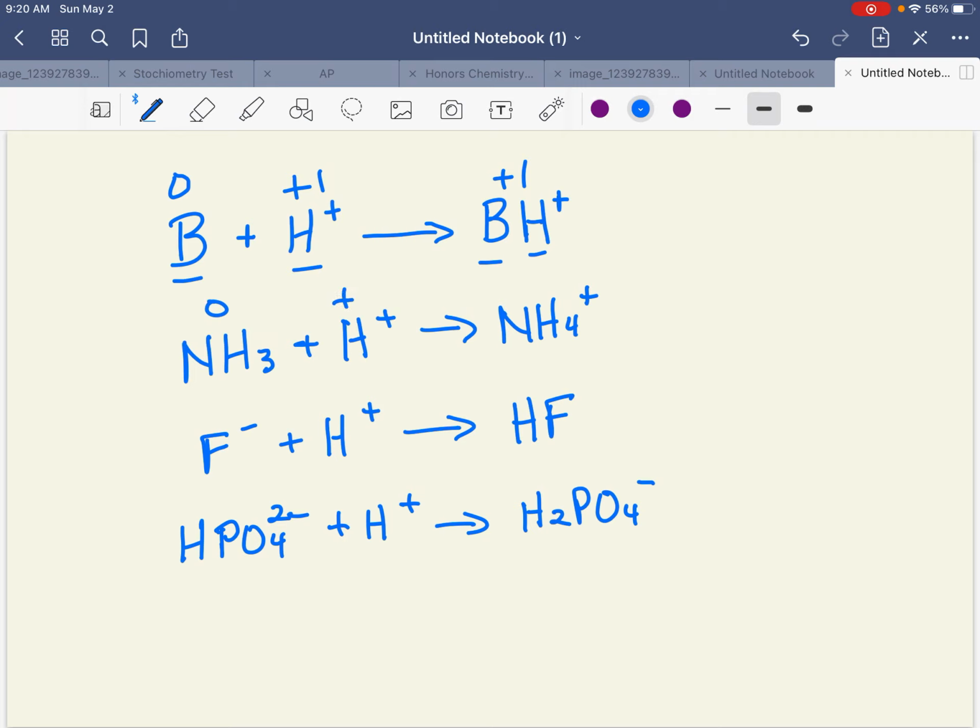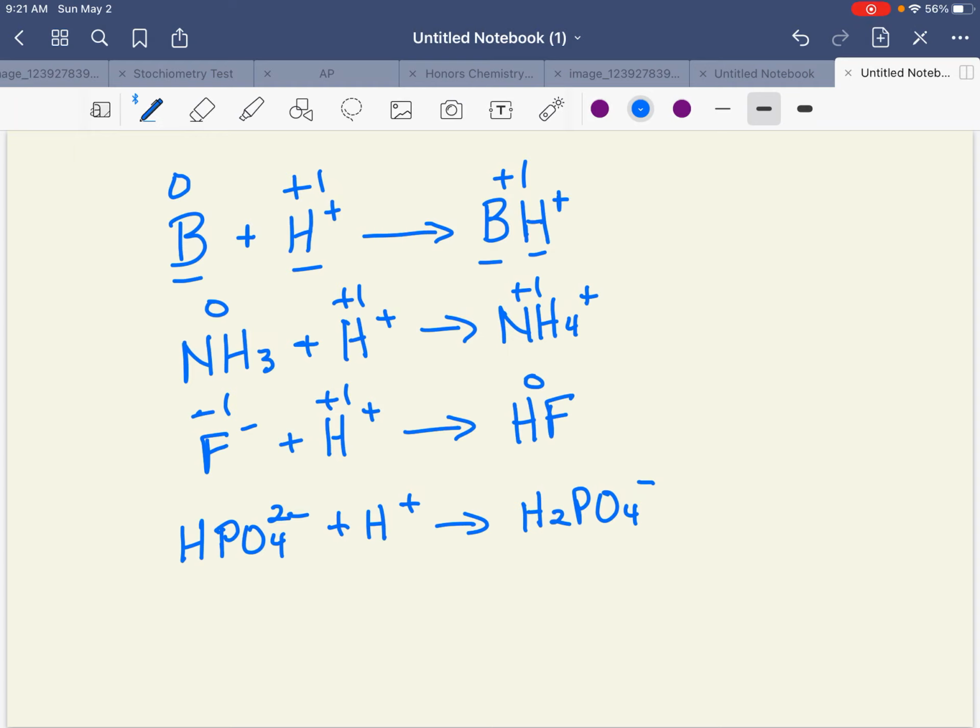H plus, of course, is +1. Ammonium is +1. For this next one, fluoride has a -1 charge. Hydrogen has a +1 charge. So the whole left-hand side here adds up to 0. HF is neutral. HF, the weak acid, is always going to have 1 charge higher than the conjugate base.